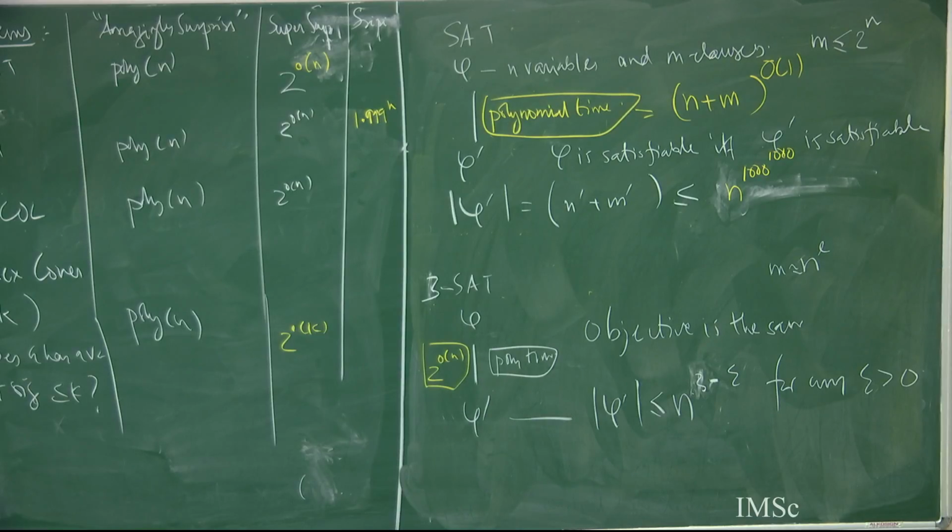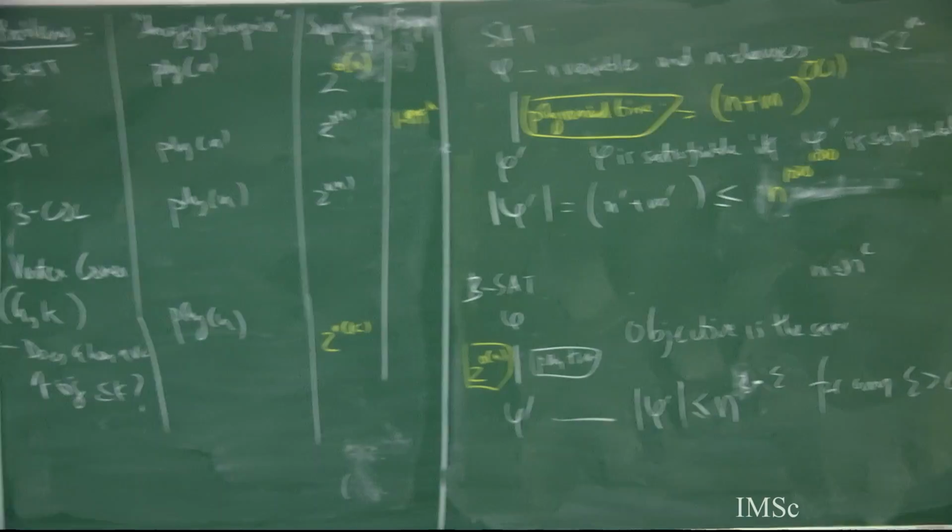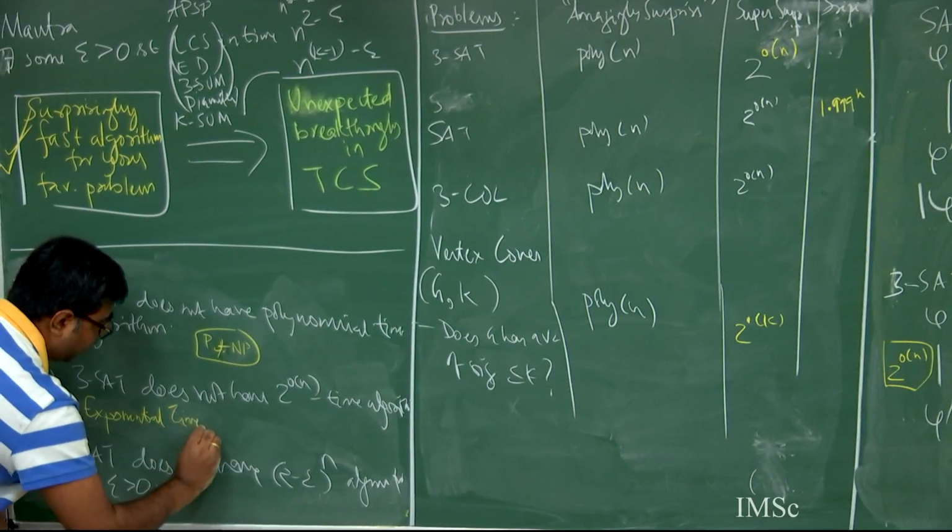So, as I told you, this is basically the P versus NP question. Whenever I assume 3 SAT does not have a polynomial time algorithm, what I am assuming is P is not equal to NP. And 3 SAT does not have a 2 to the power little o of n time algorithm: this is what is called the exponential time hypothesis.